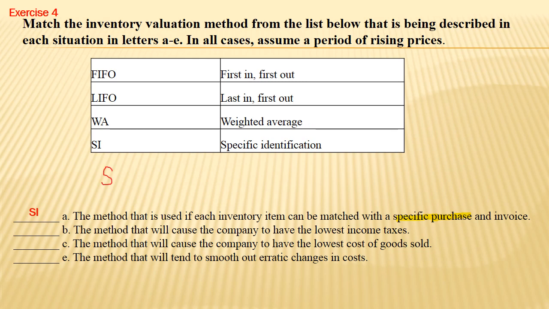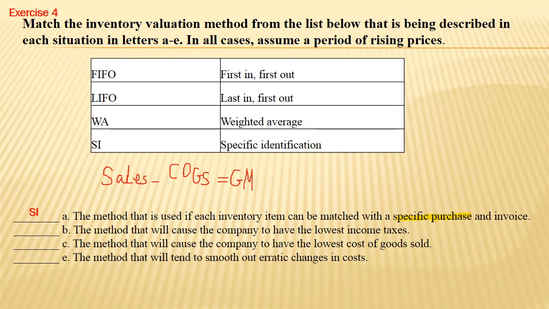Okay, the second one, the method that will cause the company to have the lowest income taxes. Let's think about it. We write here this equation that we have taken in the previous semester when we were preparing the multiple step income statement for merchandising companies. Sales minus cost of goods sold gives us the gross margin. Then I deduct from the gross margin other expenses in order to arrive at the net income. And the taxes are paid to the government as a percentage of the net income.